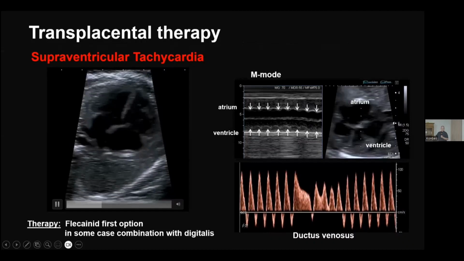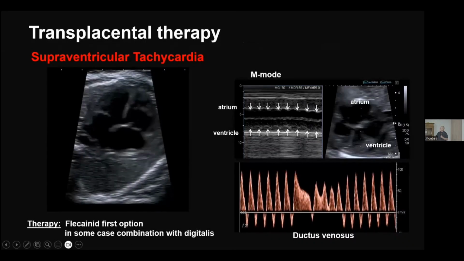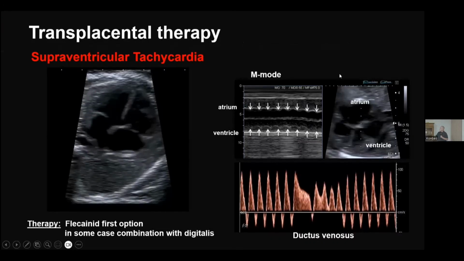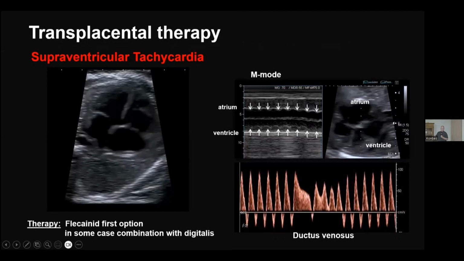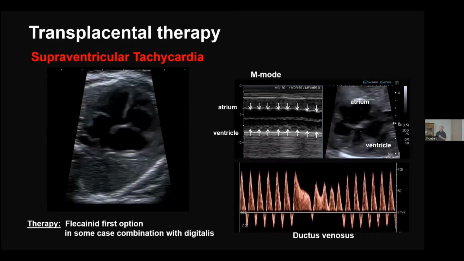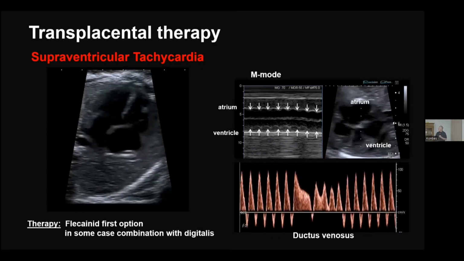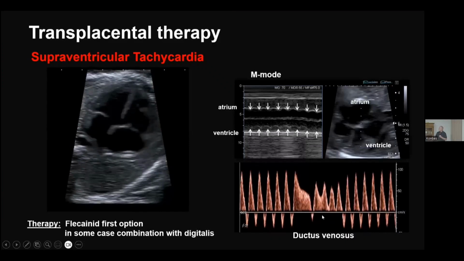We have a good chance to treat it with flecainide. It was the first option for therapy. And we can detect it by taking an M mode to look at what it is. Is it supraventricular tachycardia or paroxysmal? And this was an example of paroxysmal tachycardia.